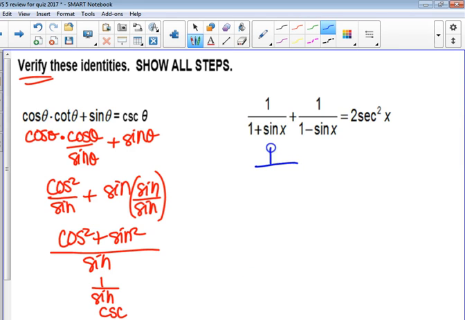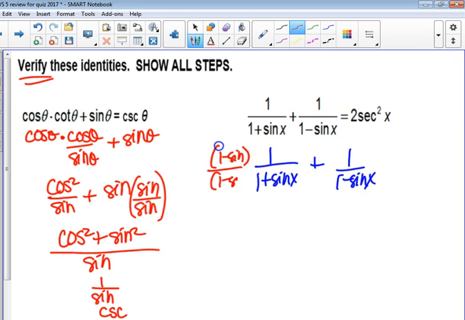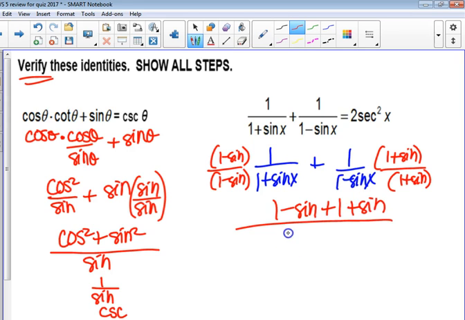This one is also a common denominator. I don't know if both of them on the quiz are, but less fun. What does this one need to be multiplied by? 1 minus sine over 1 minus sine. This one needs to multiply by 1 plus sine over 1 plus sine. Okay, on top I get 1 minus sine plus 1 plus sine, all over, I'm going to show it as 1 plus sine times 1 minus sine.